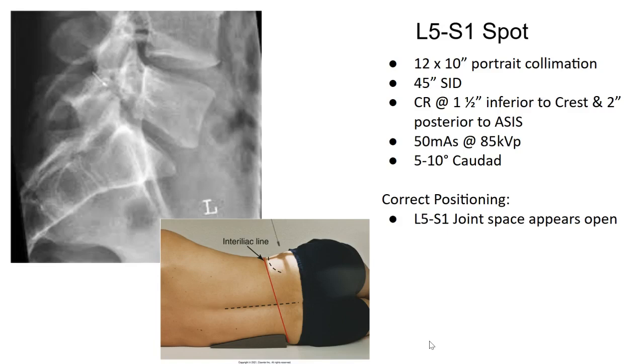So how do we know we're correctly positioned? Well, you should see the L5-S1 joint space nice and open. You do want to include, as I mentioned earlier, all of L5 and the top of S1, and that joint space should appear nice and open. If you forget to add your tube angle, a lot of times that joint space won't appear nice and open. So if your joint space isn't open, consider adjusting your tube angle.